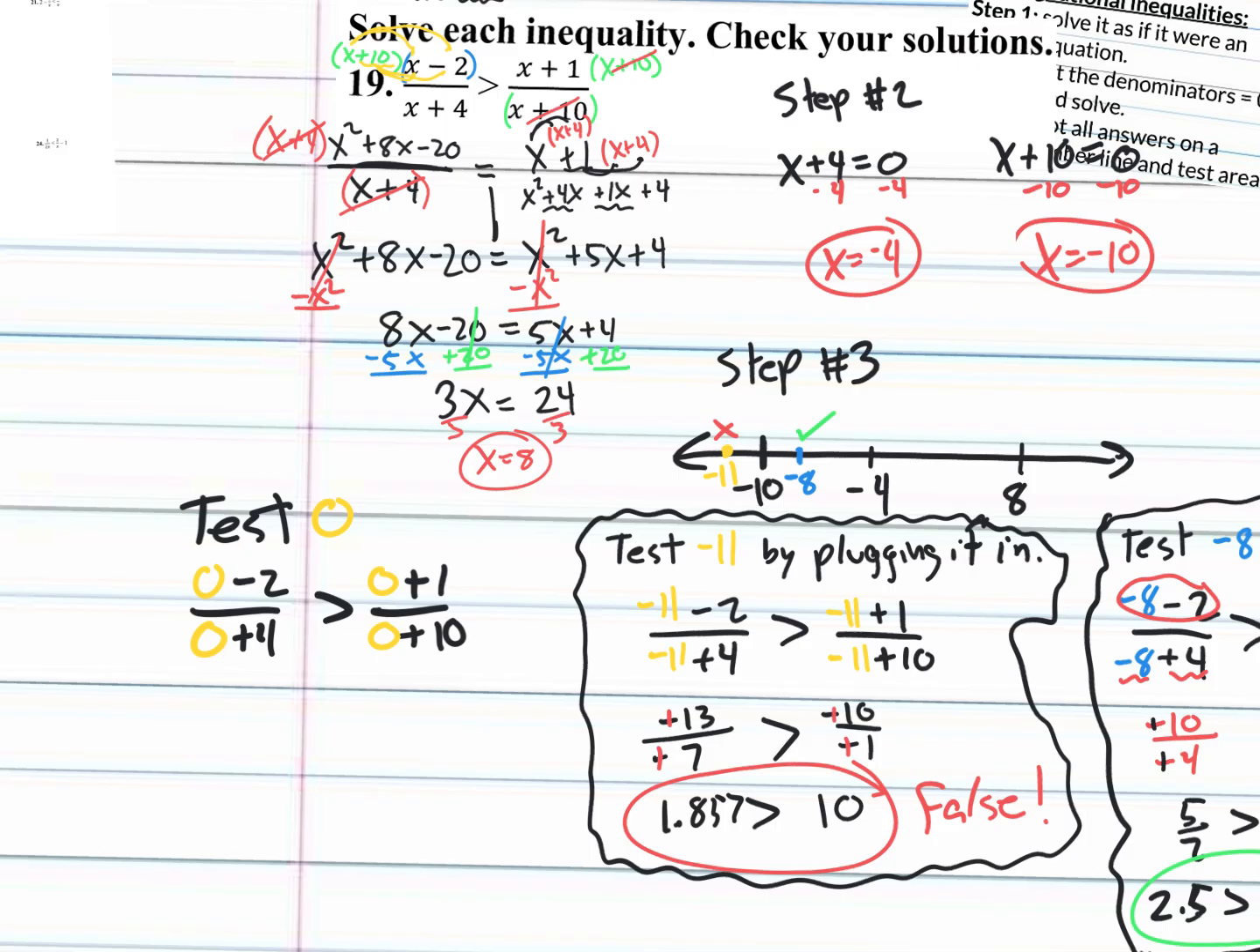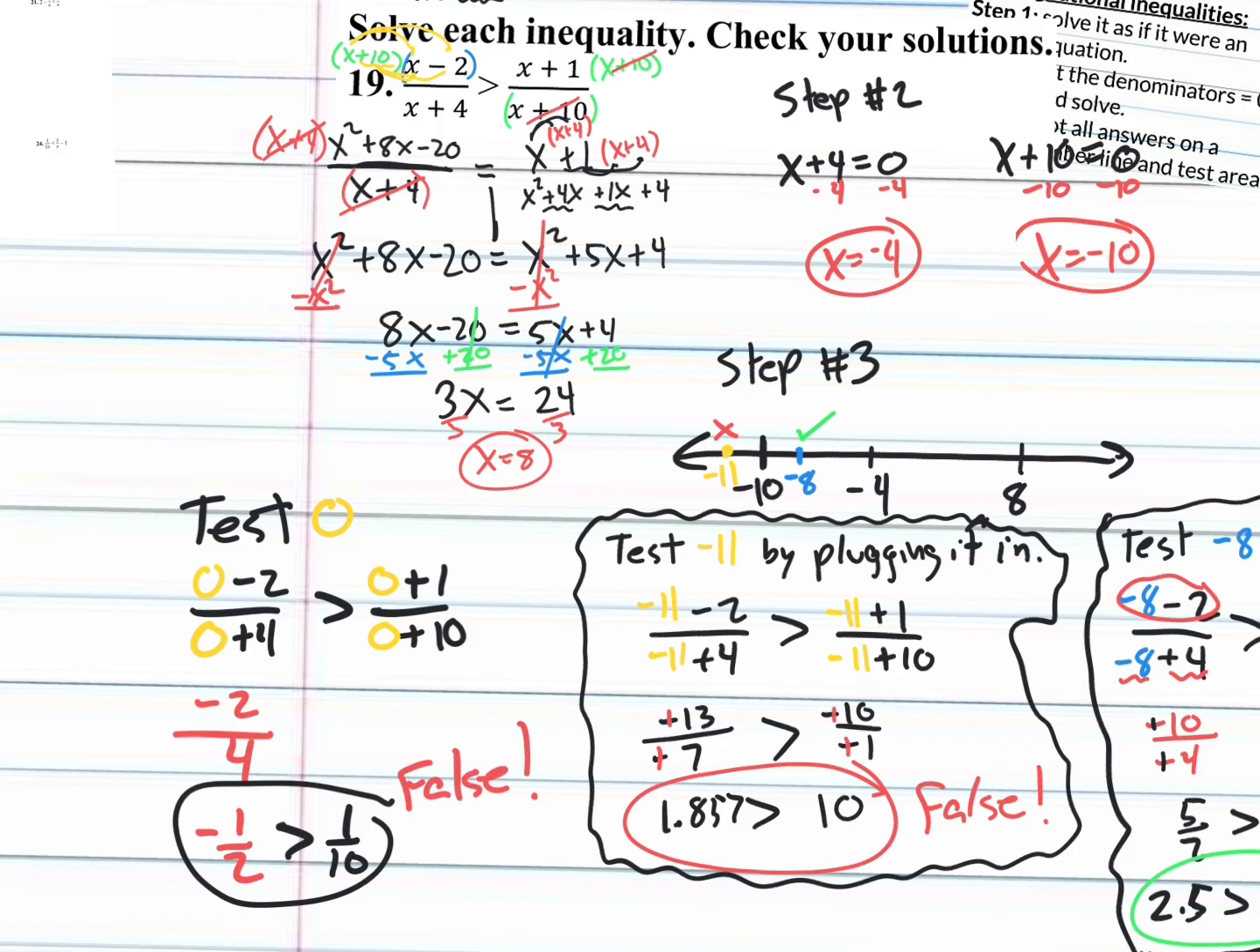And on this fraction, 0 take away 2 is negative 2, over 0 plus 4 is 4. And negative 2/4 reduces down to negative 1/2. And then on this side, 0 plus 1 is 1, 0 plus 10 is 10, so you get 1/10. Just bring down 1/10. And this says that negative half is greater than 1/10. Is any negative number greater than any positive number? No, it's not. So this is false. This is no, it doesn't work, right?